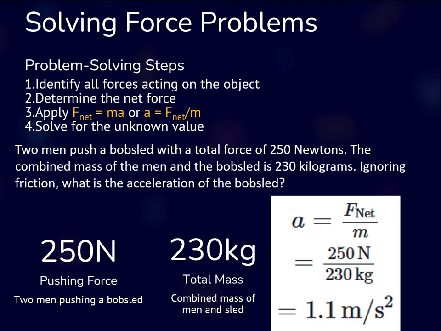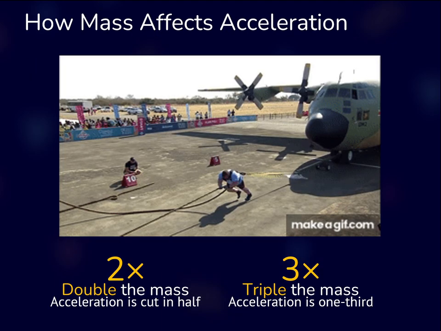Force is in newtons, represented by capital N. Mass is in kilograms, represented by kg. Acceleration is in meters per second squared. Also, since force and acceleration are vectors, we must keep track of their direction when we are problem solving.